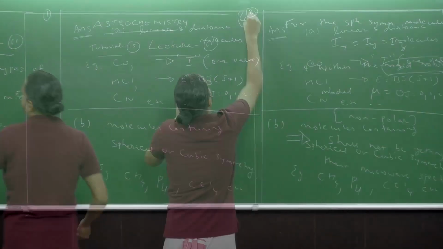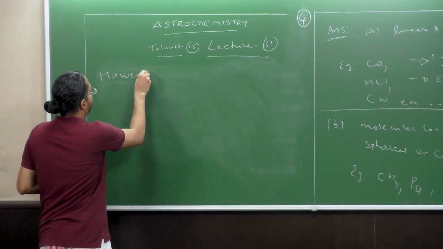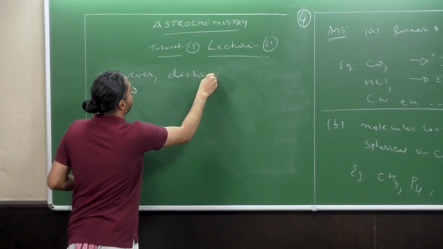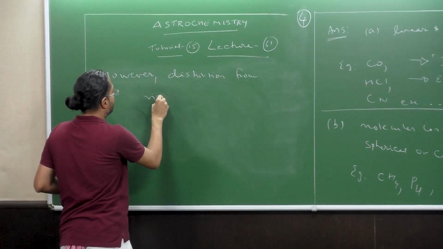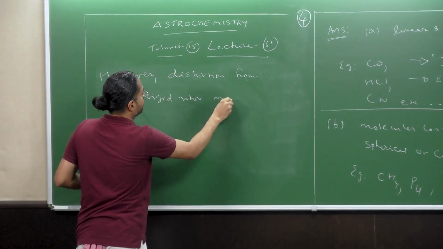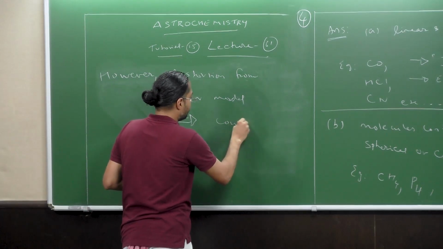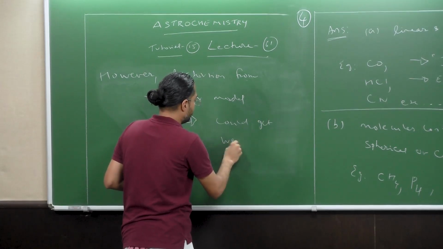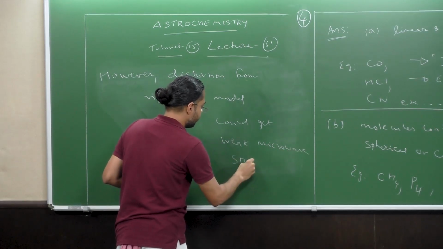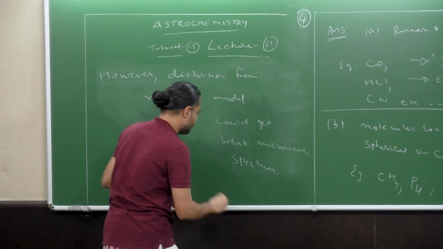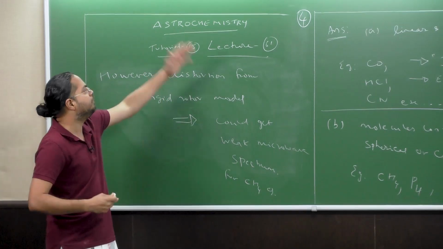This is going to be page 5. However, what I was telling was, distortion from the rigid rotor model implies you could get weak microwave spectrum, for example, for methane. So what is the implication for astrochemistry?